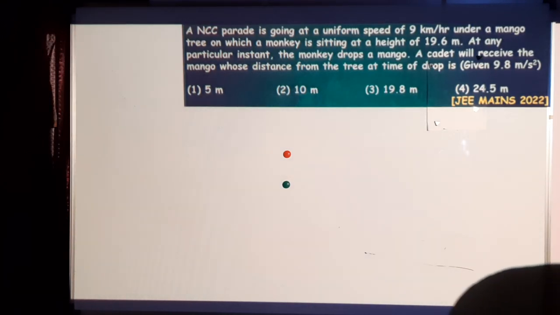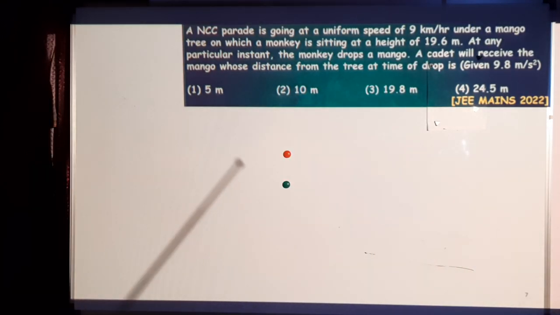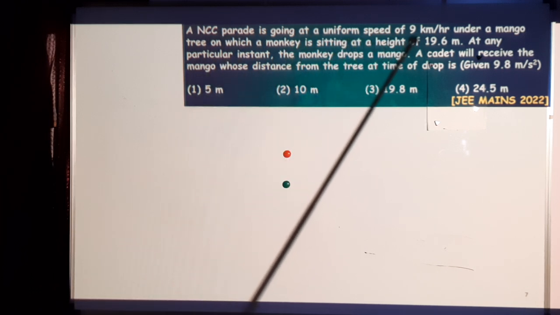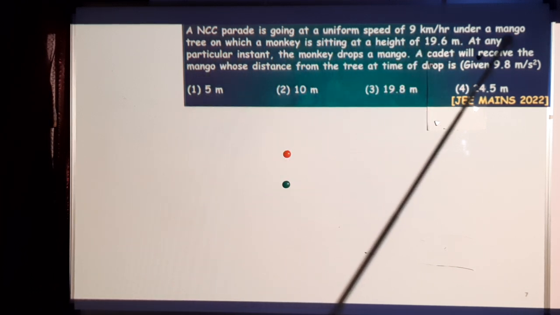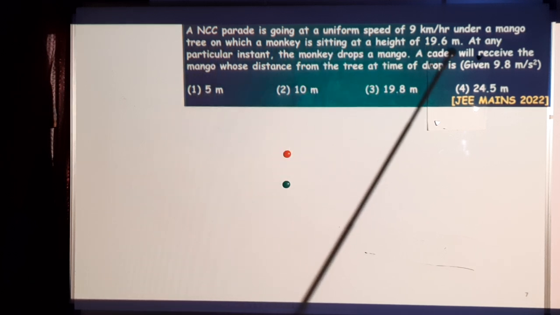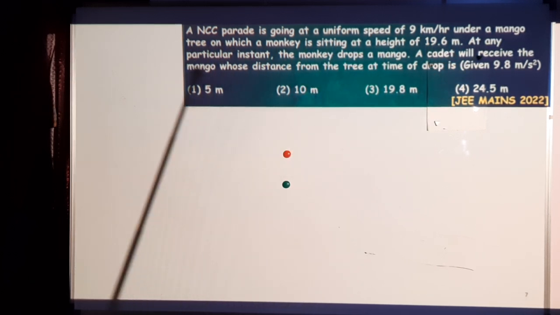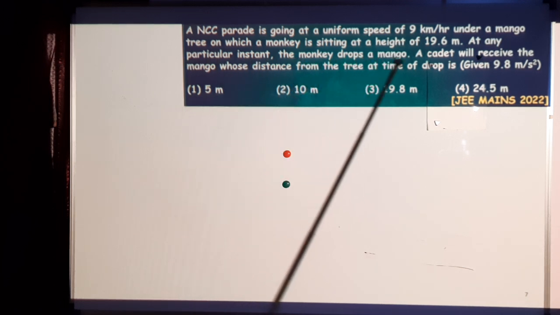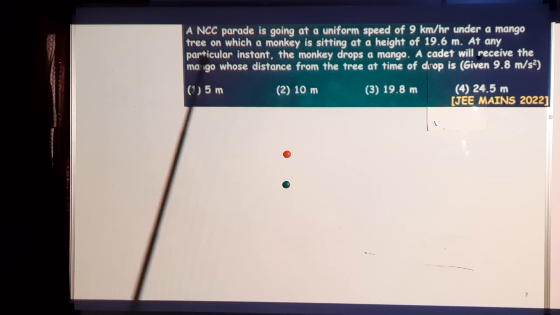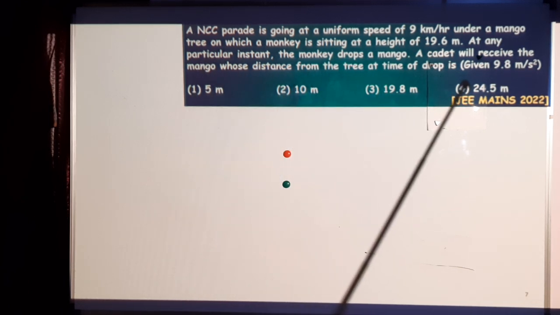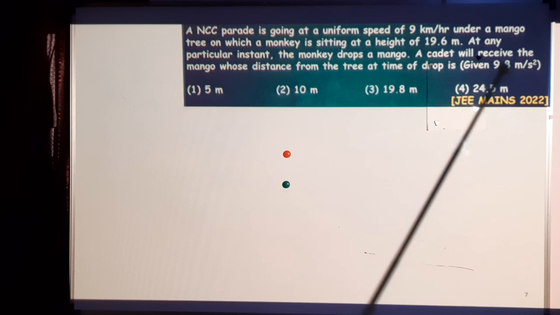This is the next question. The NCC parade is going at a uniform speed of 9 kilometers per hour under a mango tree on which a monkey is sitting at a height of 19.6 meter. At any particular instant, the monkey drops a mango. A cadet will receive the mango whose distance from the tree at the time of drop is given g equal to 9.8 meter per second square. You can pause and try this question.